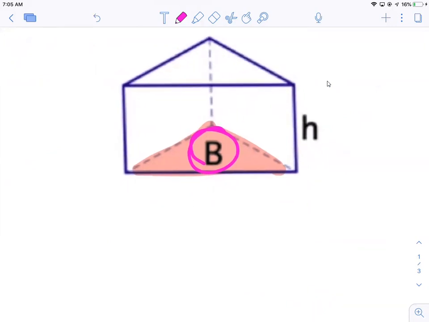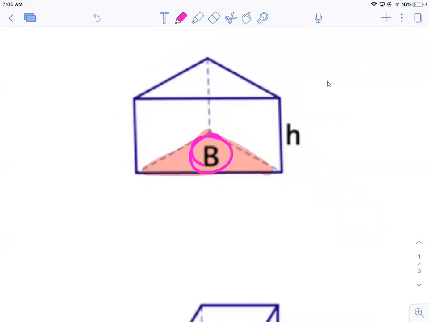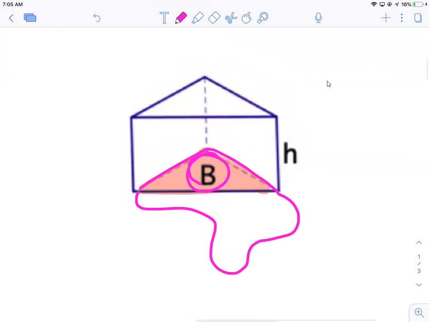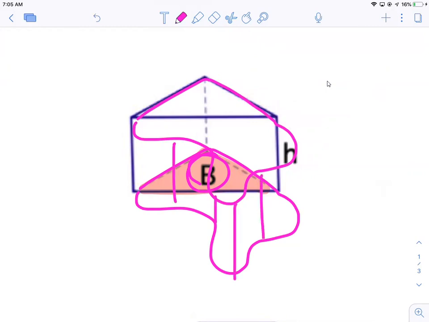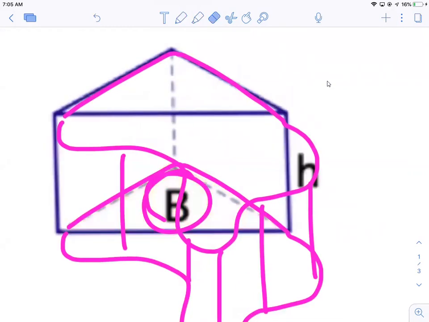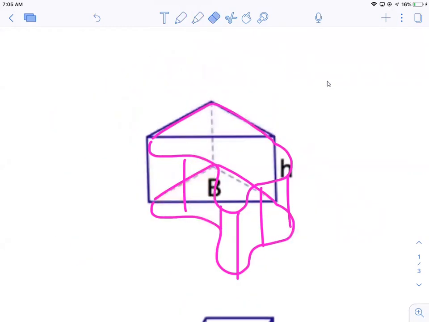So even if the base looked like, I don't know, looked like this, if I wanted to find the volume of this figure, it would just be the area of this weird looking base times the height, right?